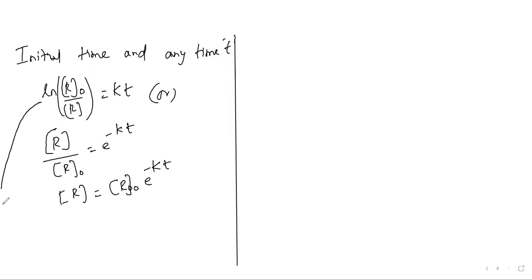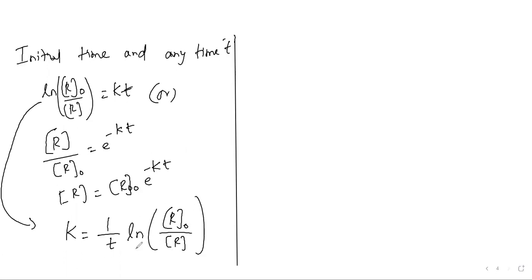From this we can write k equals 1 by t, with t taken to that side, then ln of r naught divided by r. This is ln, right? When you are changing to logarithms, ln of x equals 2.303 log x. This is the relation. So when you are changing ln to log, you multiply with 2.303.